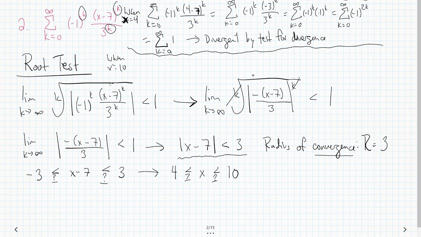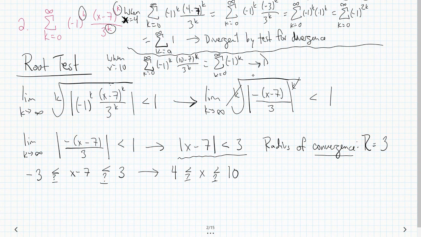So it can be a little bit more challenging in those cases. When x equals 10, you get summation k equals 0 to infinity of -1 to the k, and then we get 10 minus 7 raised to the k over 3 to the k. Well, notice that's just 3 to the k over 3 to the k, so that's a little bit simpler. We get summation k equals 0 to infinity of -1 to the k, and then that's just 1 over on the other side, so we'll just leave it as that.